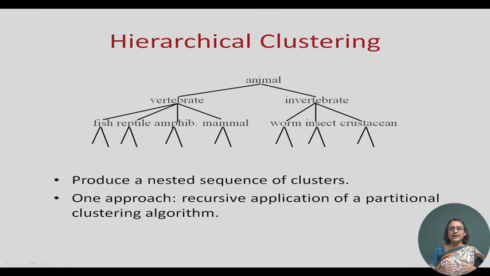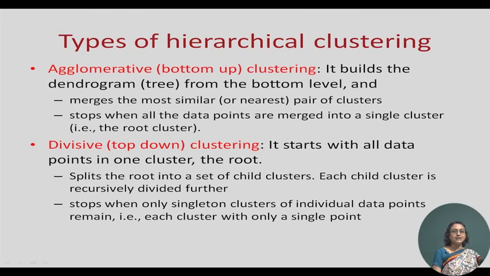In order to get a hierarchical cluster, we can recursively use a partitional clustering algorithm like k-means. We discussed the k-means algorithm in the last class, and the k-means algorithm can be recursively used to do a hierarchical clustering. But today we will talk about a bottom-up clustering method called agglomerative clustering.